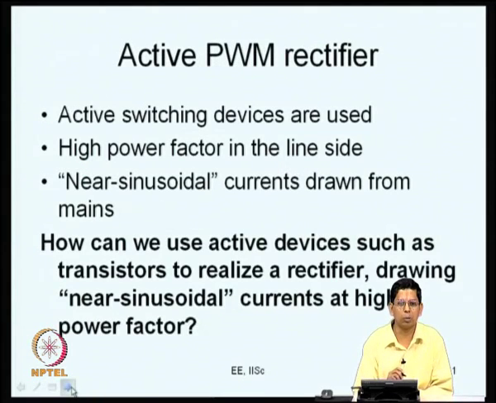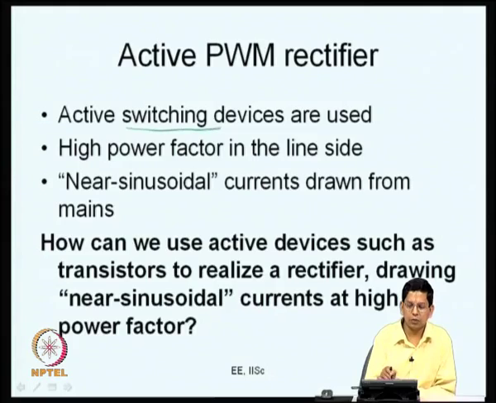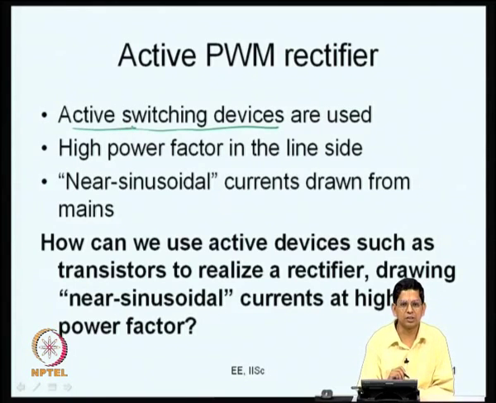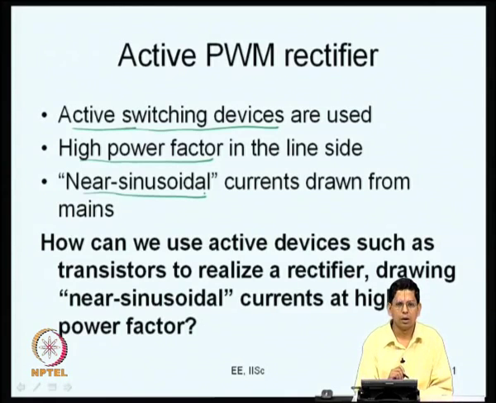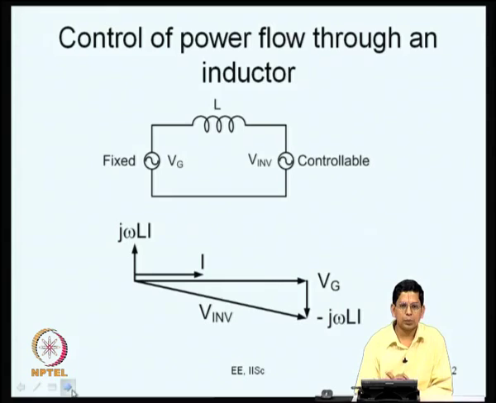And this active PWM rectifier, as we know, involves active switching devices, and it tries to draw power from the mains at a high power factor, and it tries to draw near sinusoidal current, a sinusoid with very little ripple on top of it, from the mains. Now, we have looked at the question of how we can realize such an active PWM rectifier using transistors, to function as a rectifier which draws near sinusoidal currents from the mains at a high power factor. So, we first looked at the question of power factor.